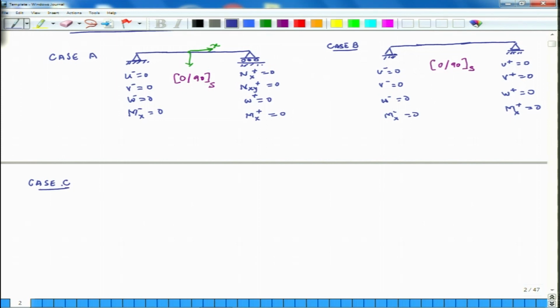Case C, again same type of plate, and the boundary conditions in this case are similar to that in case A. Okay. So, u minus, v minus, w minus, mx minus, all these are 0. And what is the boundary condition on the other side? Nx plus, nxy plus, w plus and mx plus, they are 0.